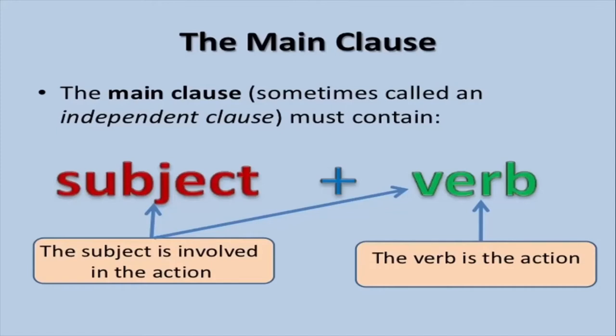And to call any group of words a sentence, that group of words must have a subject and a verb. Sometimes it could have objects, sometimes the object could be skipped, but the subject and the verb are a must. So, what is the subject? Subject is the person or the thing which is involved in the action. And what is the verb? The verb is the action which is happening. So, every main clause will have a subject and a verb. Only then will it qualify as a main clause.